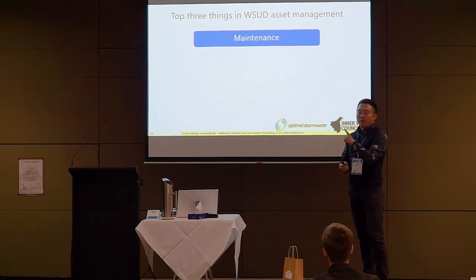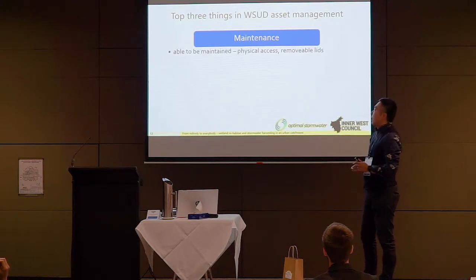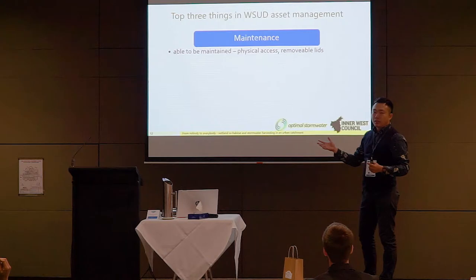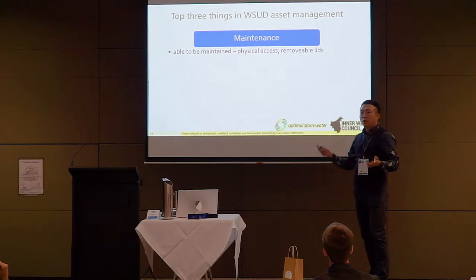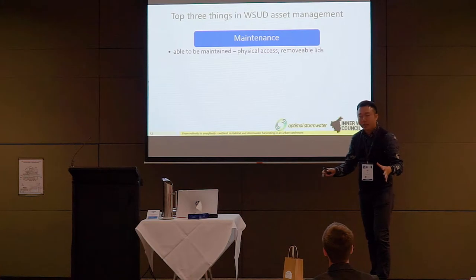If you still remember the photo we took when we first got on site, just because the GPT wasn't maintained properly, the whole wetland is destroyed. In terms of maintenance, you need to have proper access, like physical access. You can have a cleaning truck go to the site to clean everything, and you also need removable lids, which makes the monitoring easier. You only need one person to go to the site, open the lid, look inside and decide what needs to be done the next day.